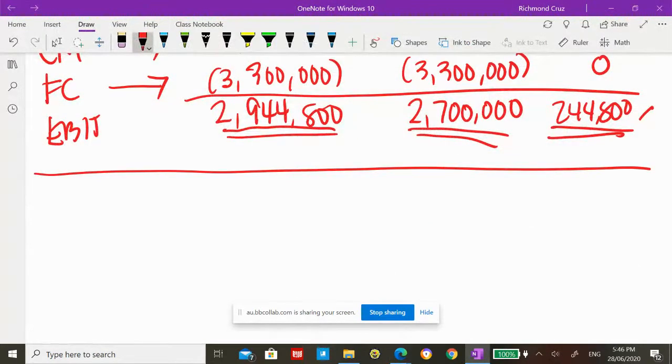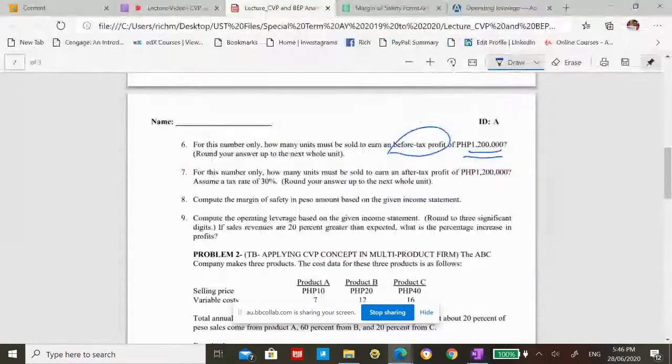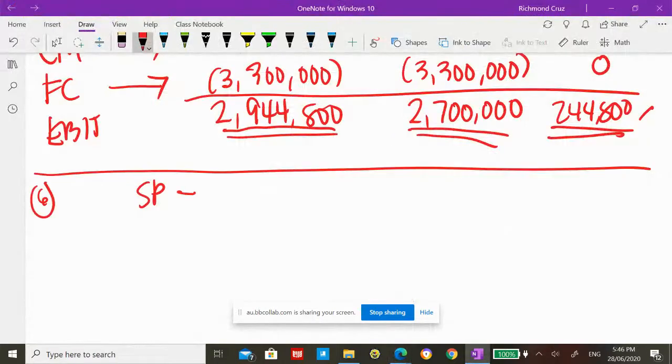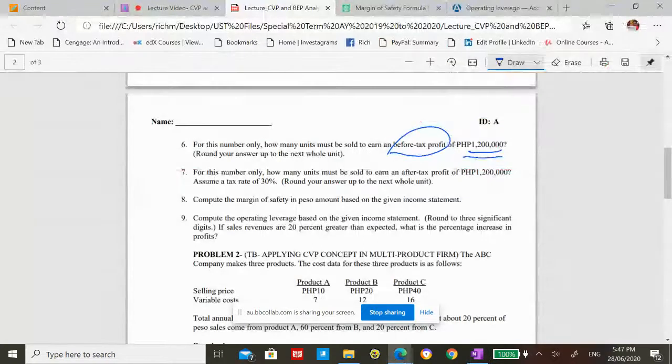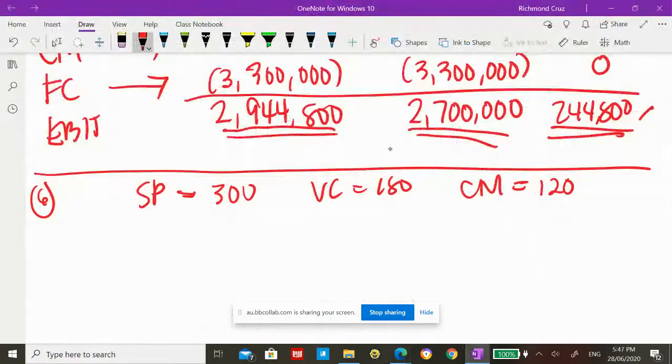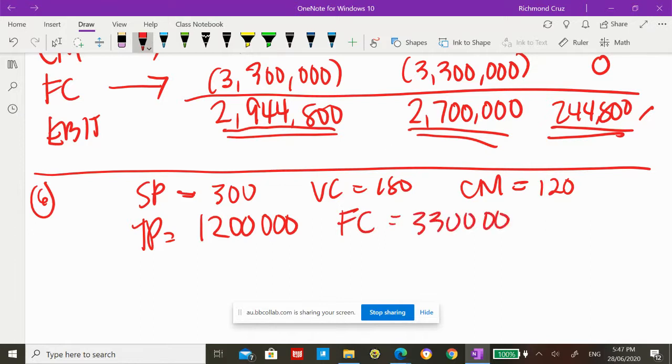So, take note of number 6. Our selling price is 300, our variable cost is 180, and our contribution margin is 120. I haven't put the 0 and 1 changes because they have no effect, since the problem is not about changes in variables like selling price, cost, and contribution margin. We just put in a target profit of 1,200,000. And take note, our fixed cost is 3,300,000.